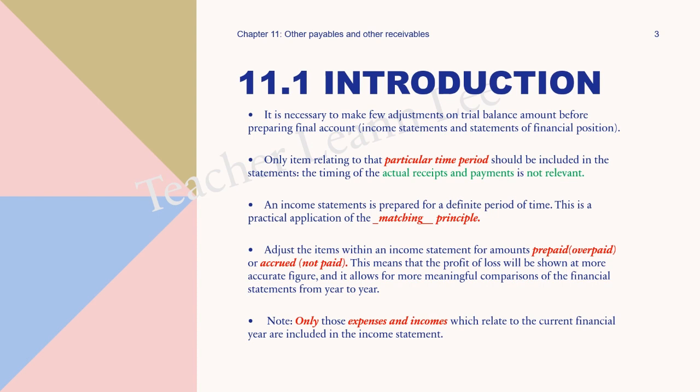accurate for comparison purposes. Okay, adjust the items within the income statement for amounts prepaid, or we call it overpaid, or the accrual which is not yet paid but supposed to be paid. This means that the profit or loss will be shown at more accurate figures if I adjust what I'm supposed to pay and what I'm supposed to receive into my income statement. It also allows for more meaningful comparison of financial statements year to year or between similar companies' income statements. So please take note that only those expenses and incomes which relate to the current financial year are included in the income statement record.